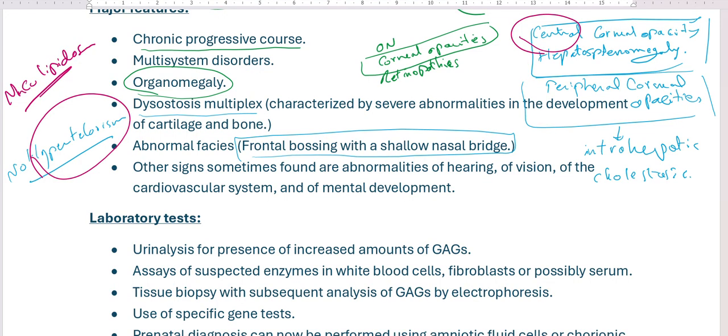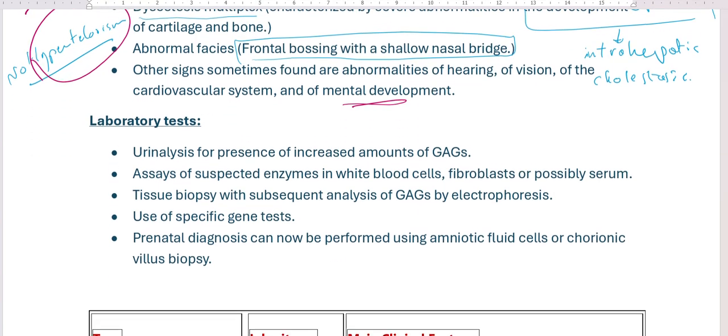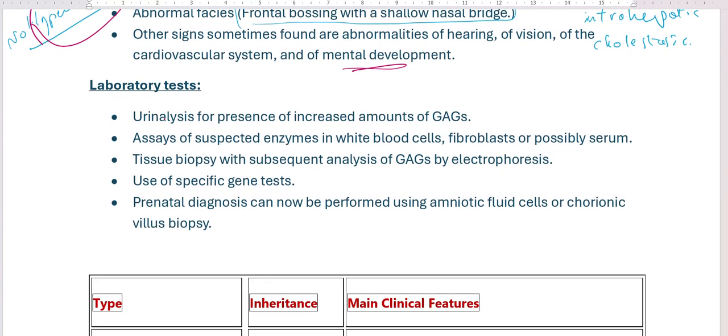Other signs might include abnormalities of hearing, vision, of course we have mentioned all the visual symptoms, cardiovascular system, and mental development. Laboratory tests are like urine analysis for the presence of increased amounts of glycosaminoglycans, and this differentiates mucopolysaccharidosis from mucolipidoses. We can carry out assays of the suspected enzymes deficient in the white blood cells, fibroblasts, or possibly from the serum. A serum sample might be sufficient.